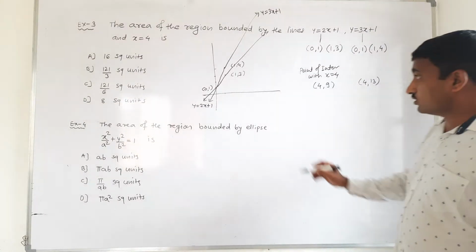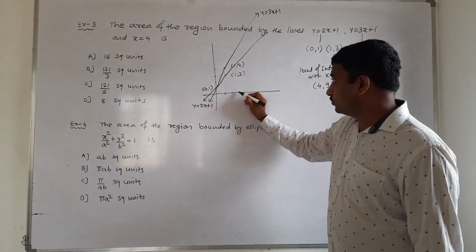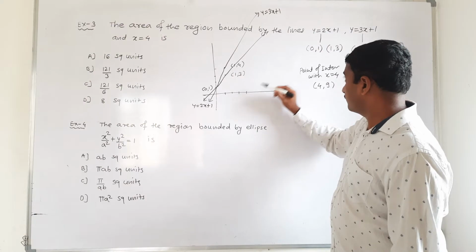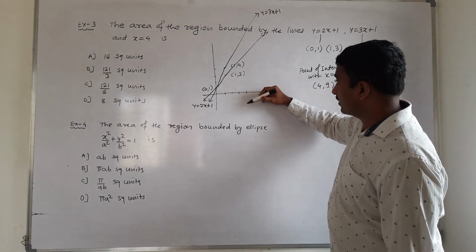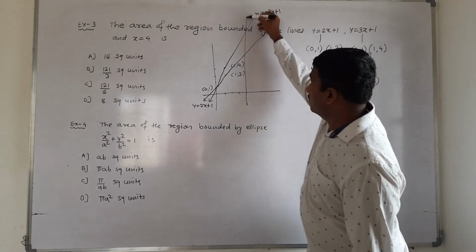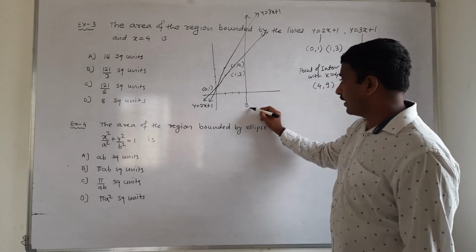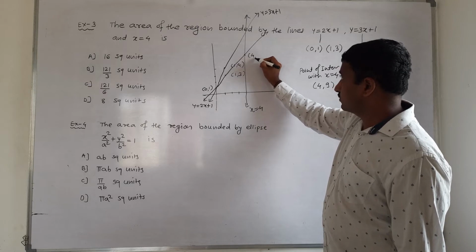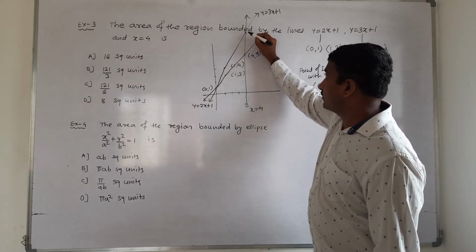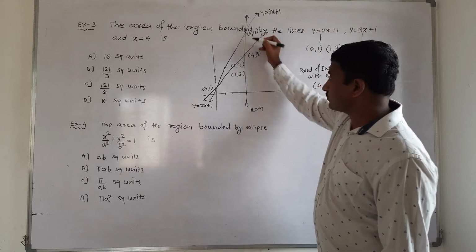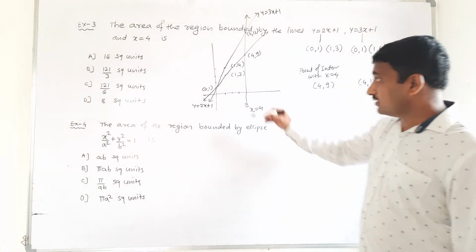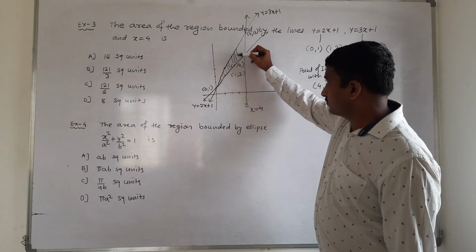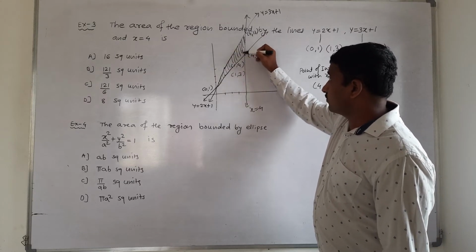The points of intersection with x equal to 4: (4, 9) for the first line and (4, 13) for the second line. I draw this. This is the line x equal to 4, and this is 4, 9, and this is 4, 13. Therefore, the required area is this.